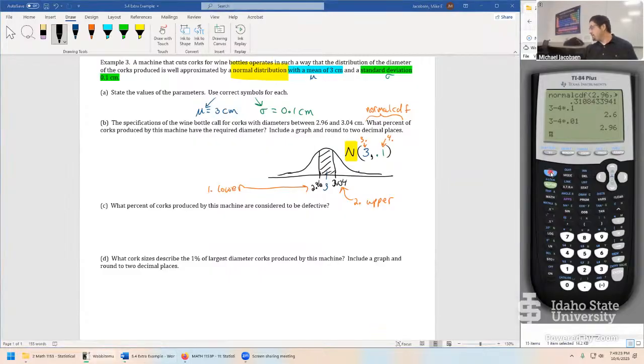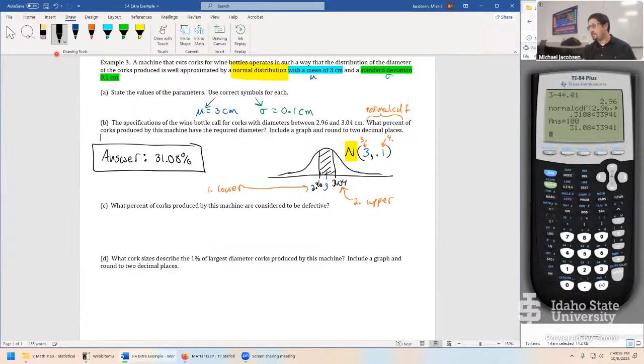Okay, just to recheck the numbers, let me go second vars, hit 2 for option 2, and yeah, the numbers were definitely put in right. The mean is 3, standard deviation is 0.1. Hitting enter through all that again gave us this number. It wants a percent, so go times 100. And to 2 decimal places, this would be 31.08%. So answer on this one, 31.08%.